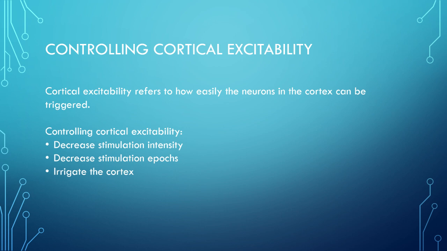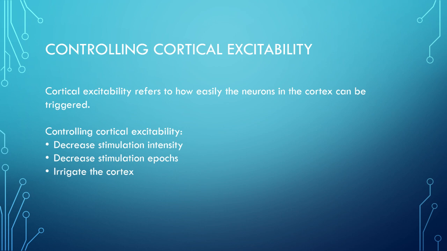Cortical excitability refers to how easily the neurons in the cortex can be triggered. In terms of ECoG, it is important to keep an eye on cortical excitability to prevent the accidental triggering of a seizure. So, to prevent unwanted seizures, we try to control cortical excitability. There are a few ways to do this. One way is to decrease stimulation intensity, or level basically. Sometimes it will be a complete pause of stimuli to allow the seizures to stop and to return to baseline.